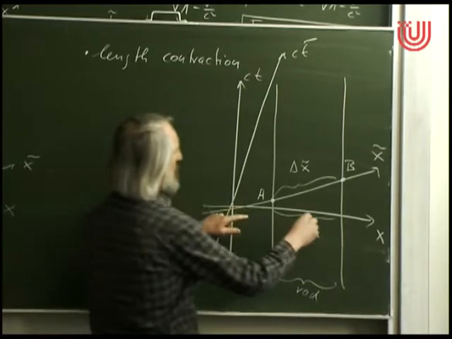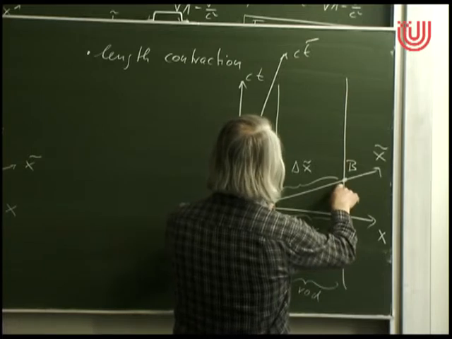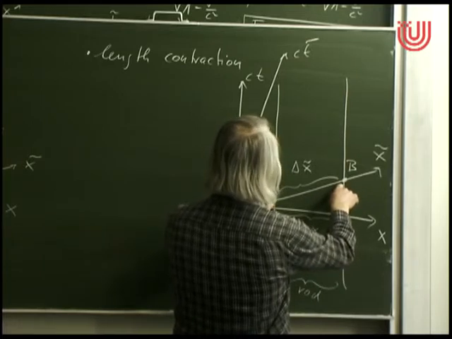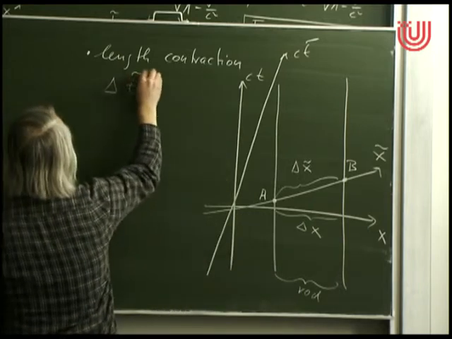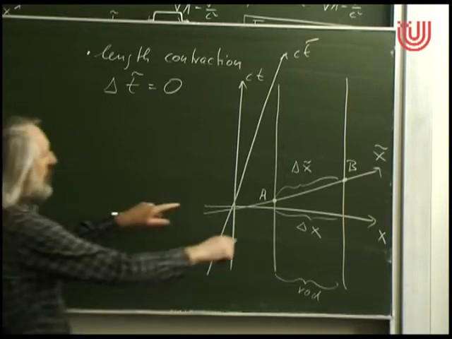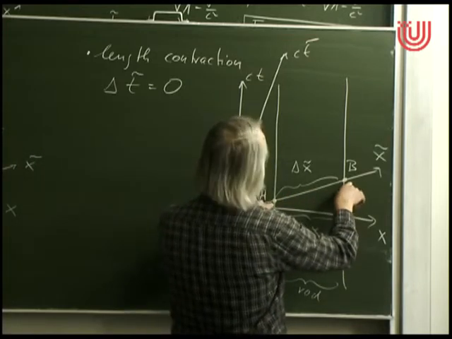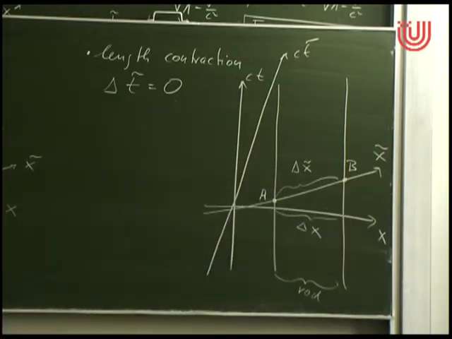And in this case, delta t tilde is 0, right? Yes, the two events A, B take place at the same time in the tilde system. So that's the formula I have to use.